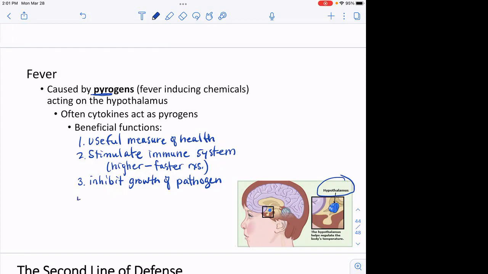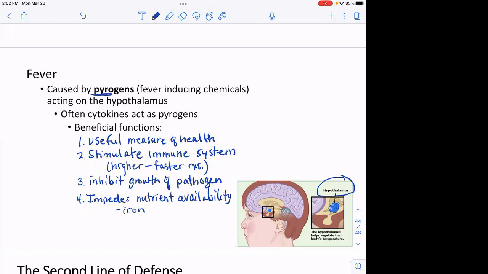It does signal our cells to take up any available iron. So it can impede nutrient availability. Okay, especially iron is a limiting nutrient for a lot of bacteria in particular. So fever is a signal to our cells to take up any iron so it's not available for a pathogen. Okay, so there are useful functions of fever.